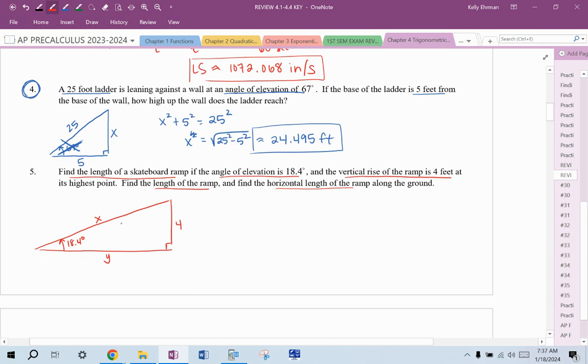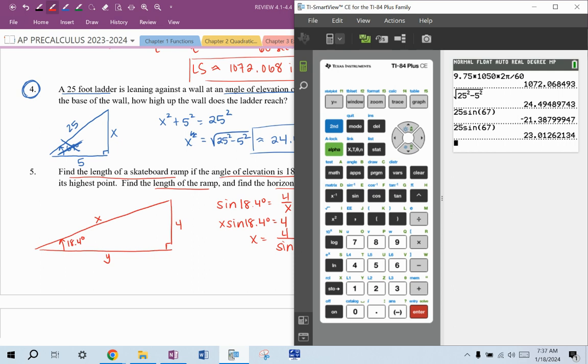All right, so x would be solved with sine. The sine of 18.4 degrees is equal to 4 over x. To solve for x, you multiply x over to this side. I noticed some of you did this incorrectly on your quiz, so be careful with this. You would divide by sine. So it's not always just multiplying the numbers together. It depends on how the ratio is set up.